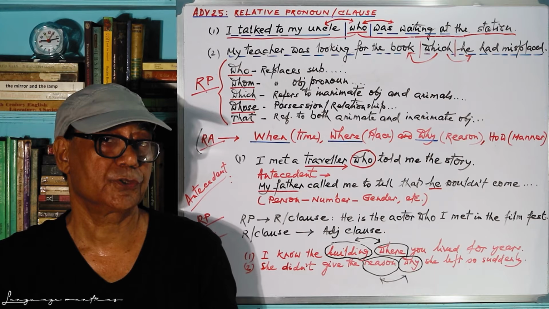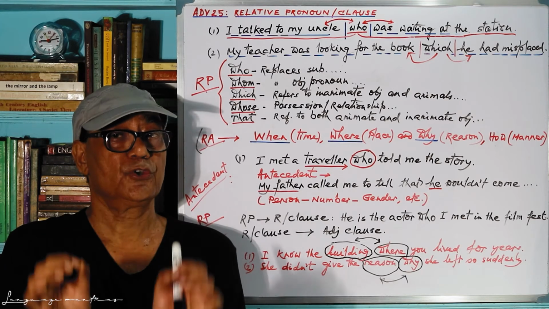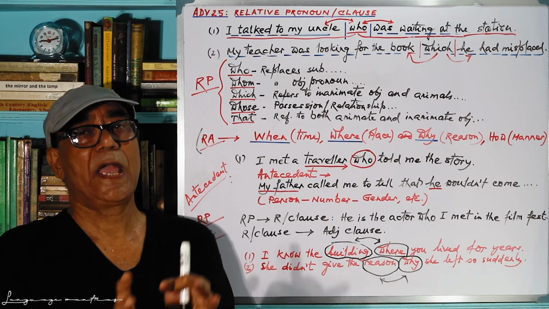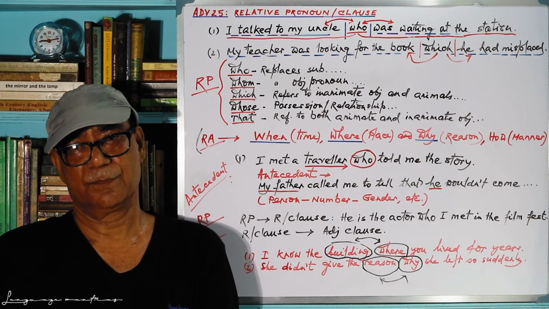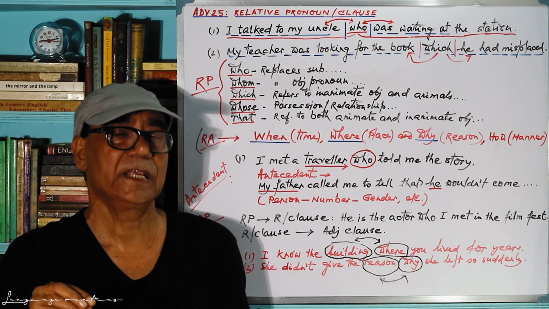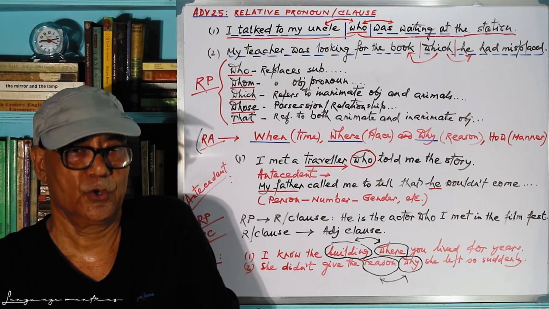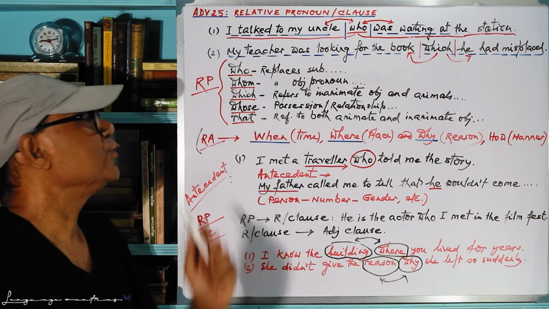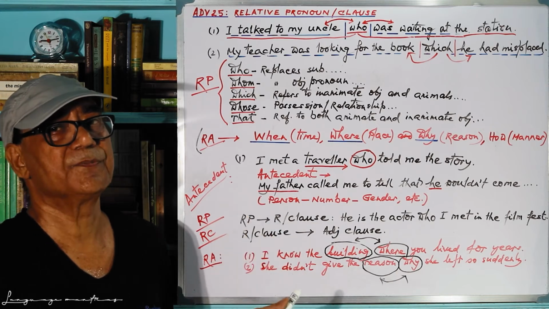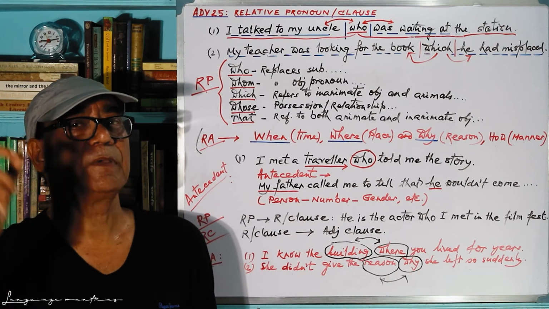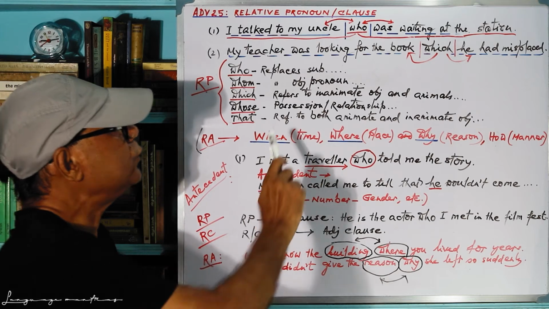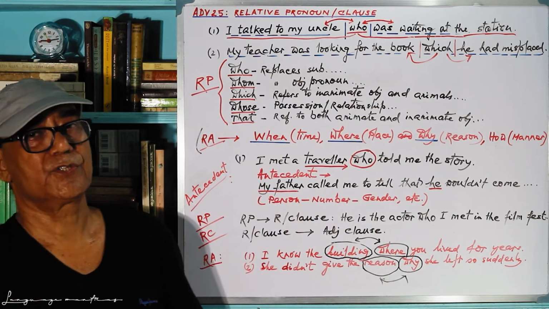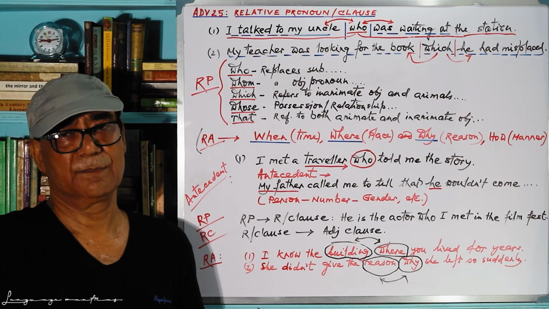Now relative clause. A relative clause means a clause that is somehow related to another clause, or in which a relative pronoun is used. Relative pronouns we have already said: who, whom, which, whose, that, and also some relative adverbs. So which one is a relative clause in this sentence? I met a traveler who told me the story. Which one is the relative clause?